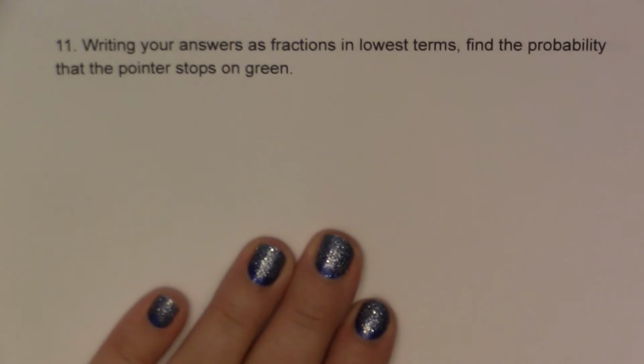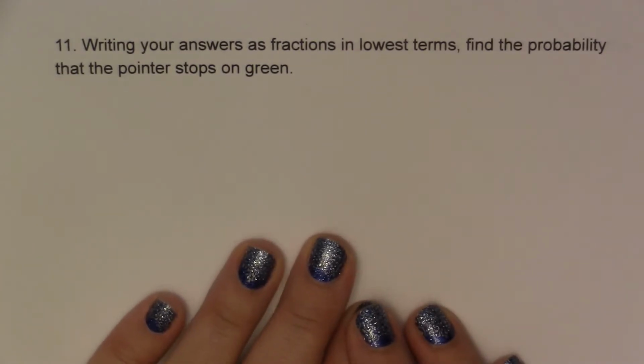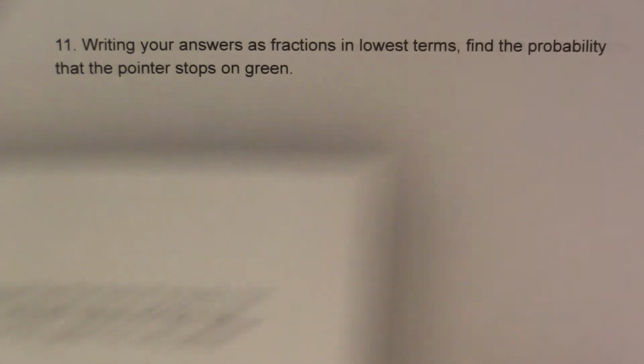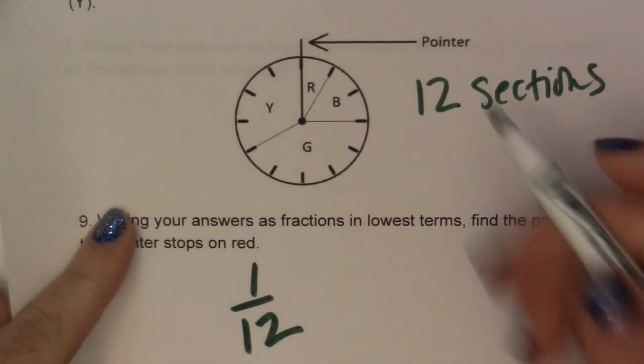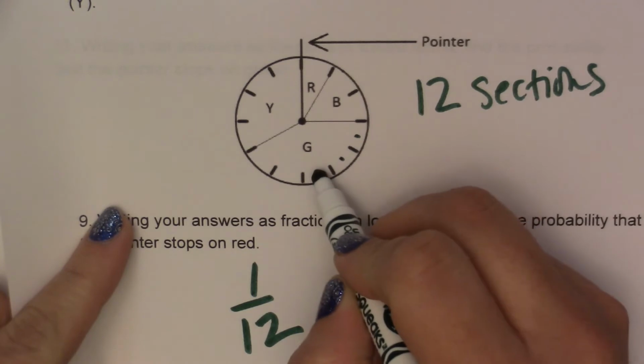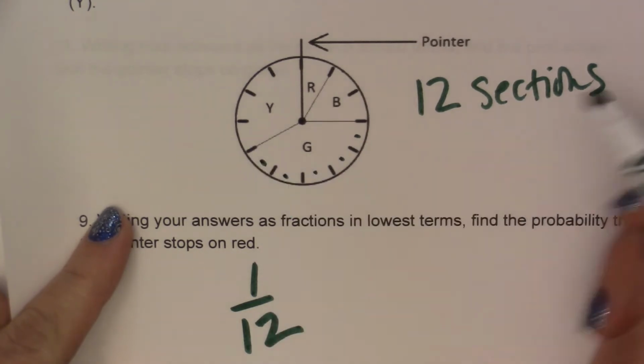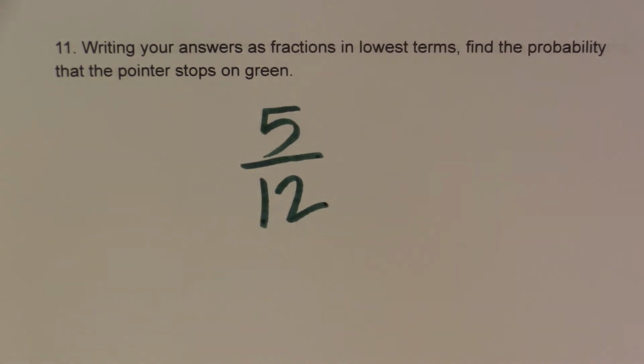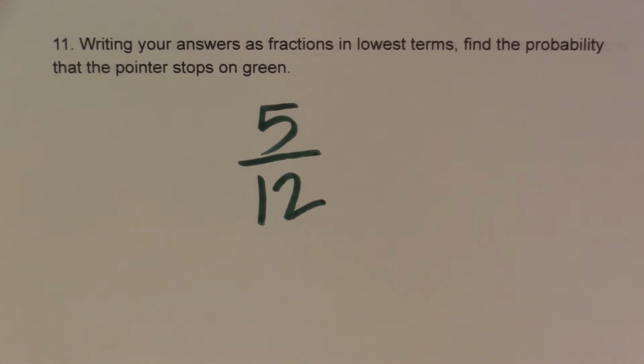Okay, let's look at number 11. Writing your answer as a fraction in lowest terms, find the probability that the pointer stops on green. So if we go back to our spinner here, let's count our sections. We have 1, 2, 3, 4, 5. So we have 5 out of 12, which is in simplest form.